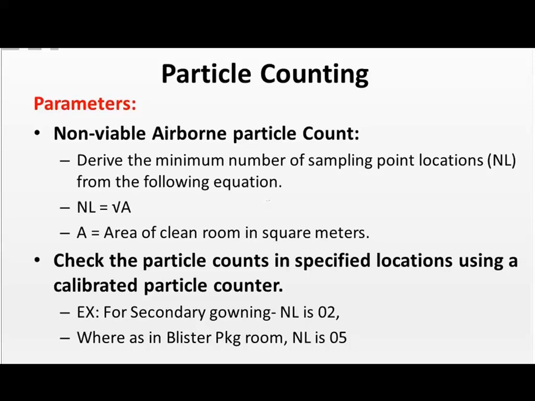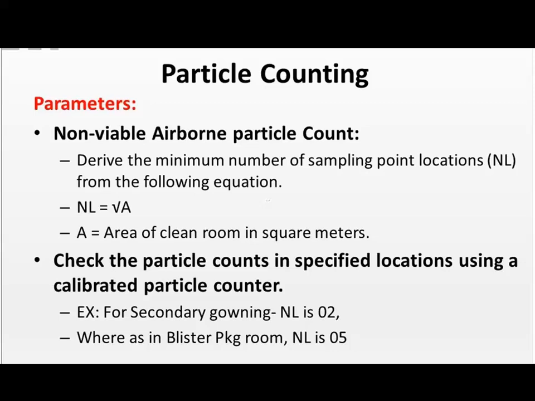So your non-viable particulate counts are derived from the minimum number of sampling locations, and there's a way to figure this out depending upon the square meters of your room, and you will use this equation as you see here. NL equals the square root of A. The A is the area of your room, and that's going to give you your number of sites.